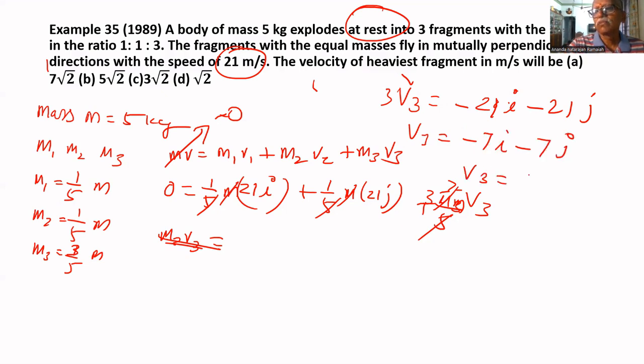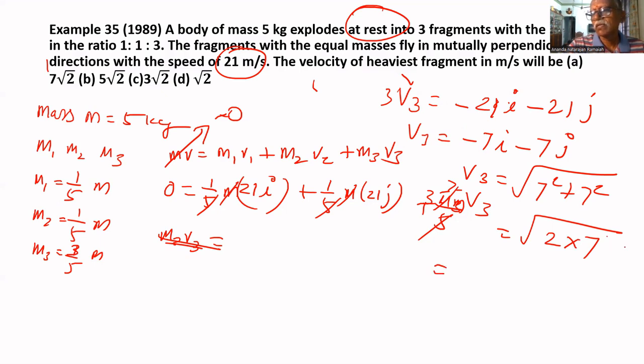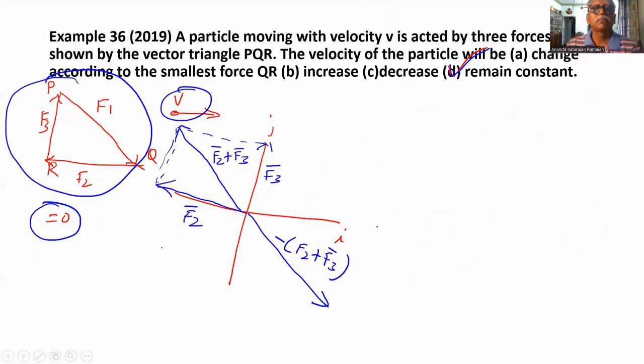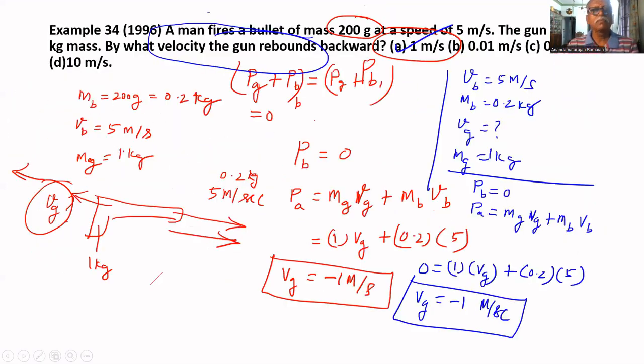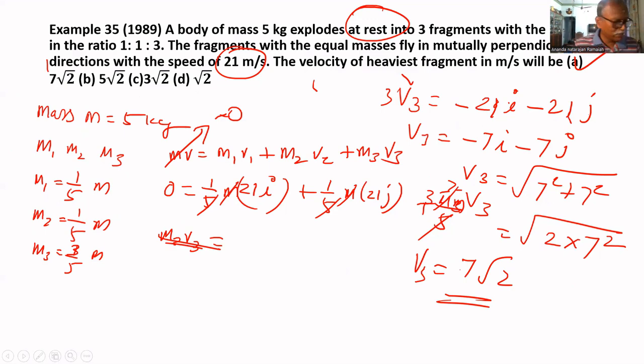Therefore, V3 is equal to the square root of 7 square plus 7 square. That is equal to the square root of 2 multiplied by 7 square, so V3 equals 7 root 2. Therefore, A is the answer. Shall I move to the next sum? Yes, sir.